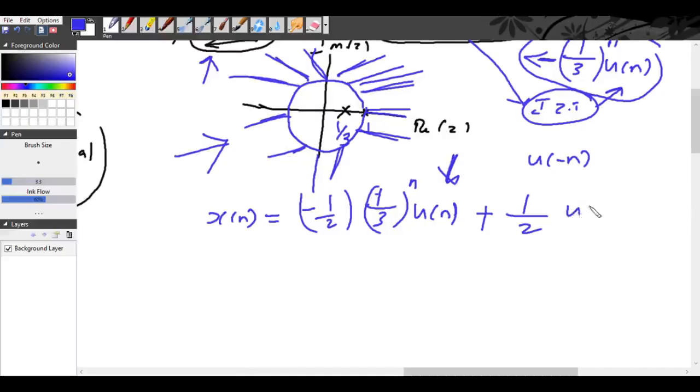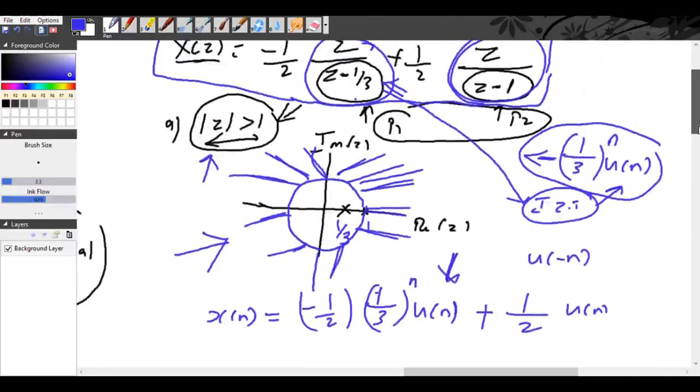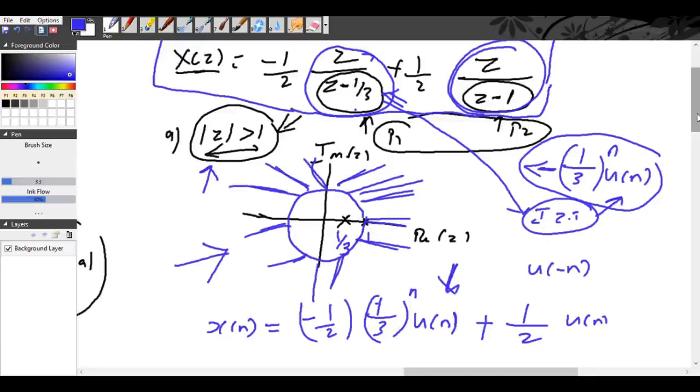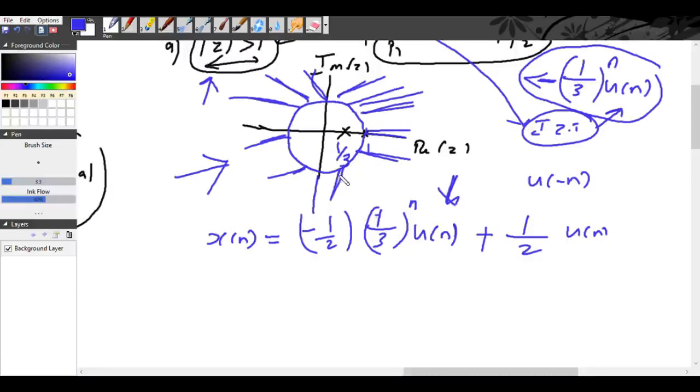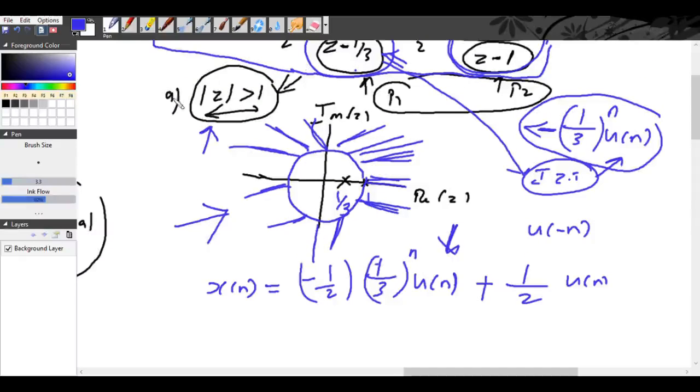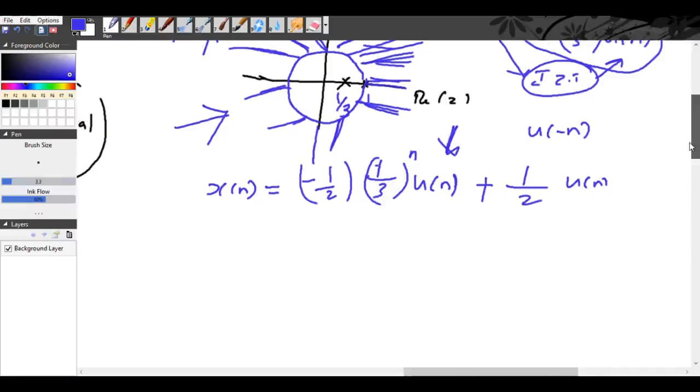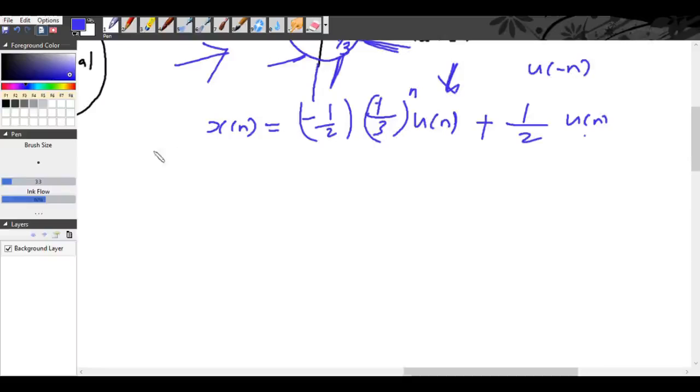Half into u of n, right? Why again u of n? Because the region of convergence is outside the circle. Part A says modulus of z is greater than 1, so very sure the region of convergence will be this particular part. That is a positive series coefficient, right? It is a positive series, so it is u of n. Okay? So the second question, the region of convergence is modulus of z is lesser than 1/3.